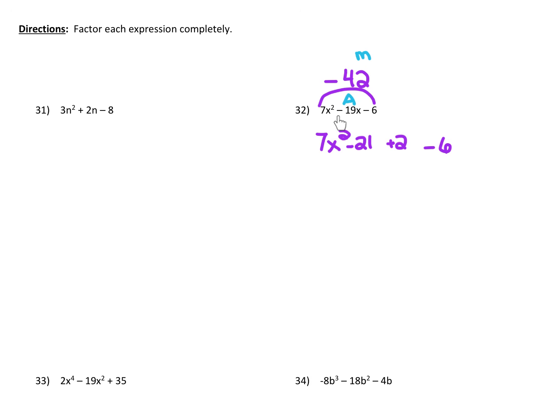Now let's think about this. This doesn't just say negative 19, it says negative 19x. So since there's an x on that middle term, we need to put x's on these two terms.